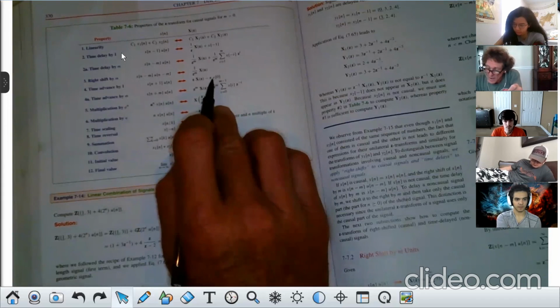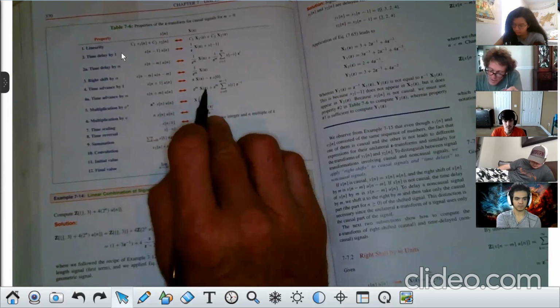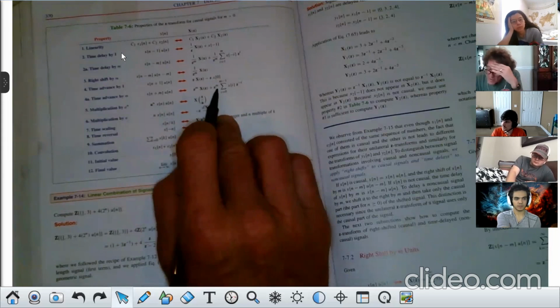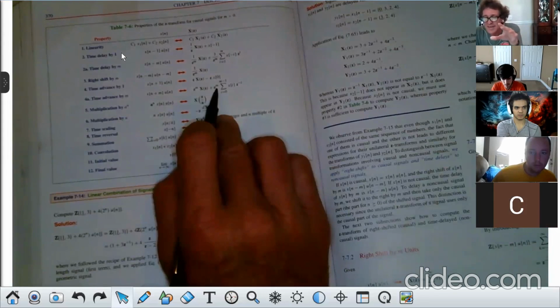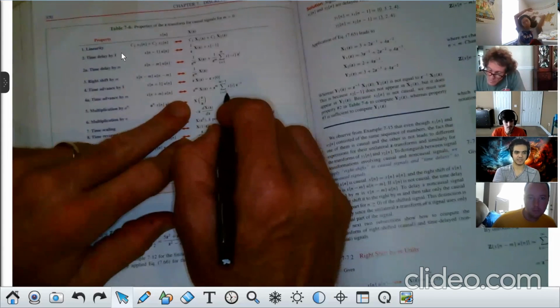Now, if it was, for instance, 2, then it would be z squared x of z, and then it would be x of 0 plus x of 1. Well, it would be z times x of 1, and then z squared, or I'm sorry, z times x of 1 plus z, well, wait a second. I've got to think about this. Times x of 0 plus z times x of 1.